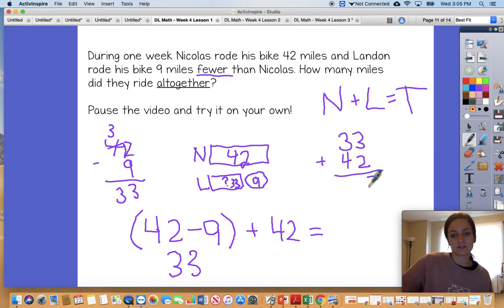3 plus 2 is 5. 30 plus 40 is 70. So all together, they rode 75 miles.